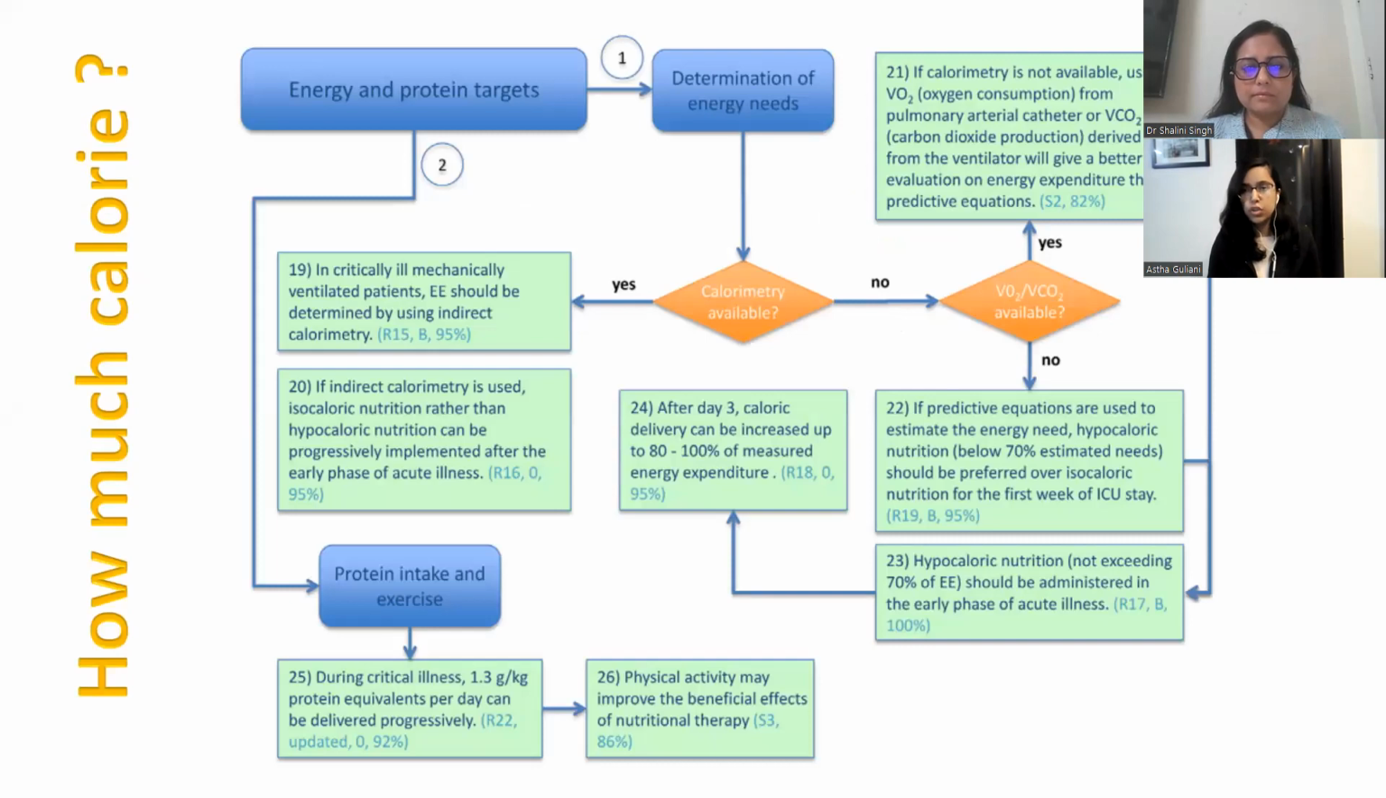with hypocaloric nutrition. That is, we will start with 70% of the total estimated calories from day one, for the first 48 hours, and then from day 3 to day 7 onwards, we can gradually increase the nutrition to 80 to 100%. We do not want to overfeed the patient because there are risks and complications of refeeding syndrome, which I will discuss later. This is the reason why we prefer hypocaloric nutrition in case we are using weight-based calculation. Now, protein requirement in critical illness is 1.3 gram per kg, and it is known that physical activity improves the beneficial effects of nutritional therapy.